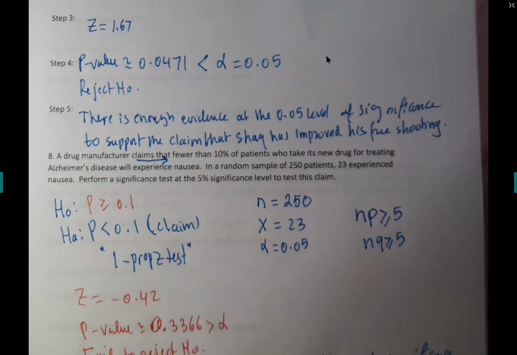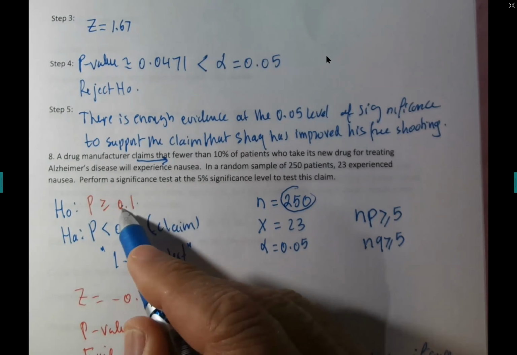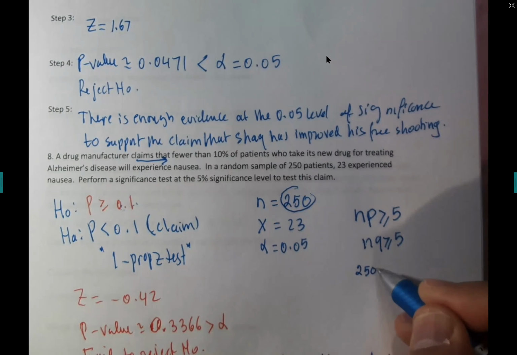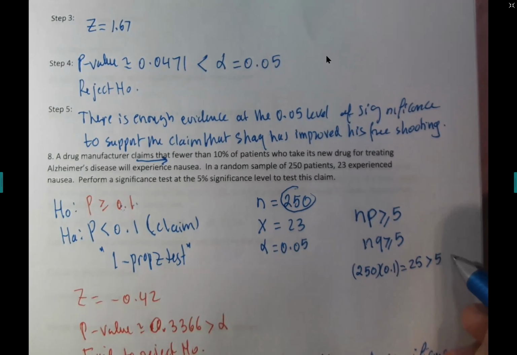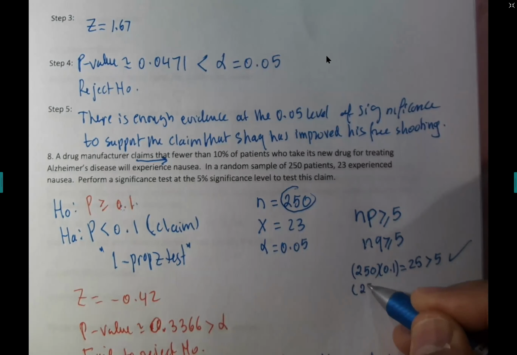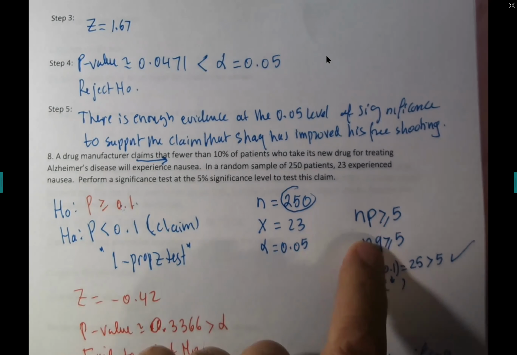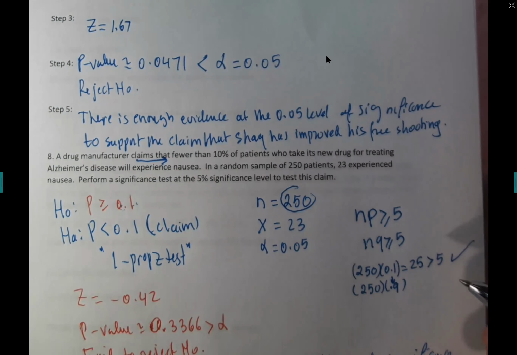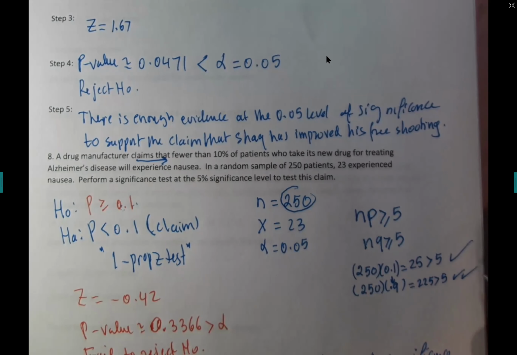n is 250. We already have it. p is the value that you pick from the null hypothesis, so 0.1. So you just do 250 times 0.1, which is 25, bigger than 5. So the first condition is met. And who can tell me what q is? What goes in here? That's 0.9. Very good. And what is this going to be, guys? 225, which is bigger than 5, met.